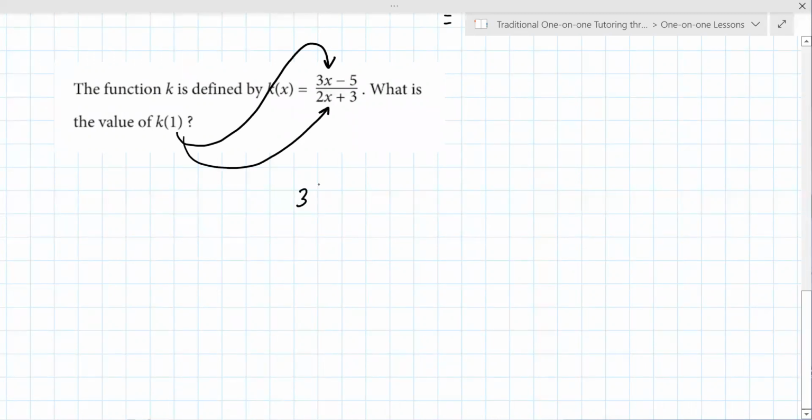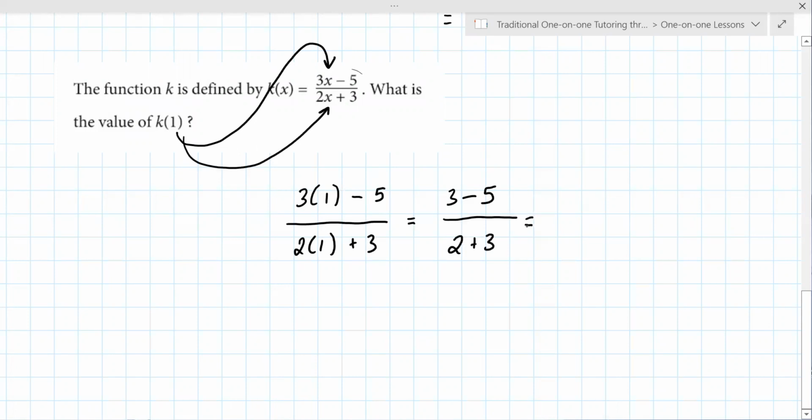Okay, so this is 3 parentheses 1 minus 5. That's the top. Do you see how I took 3x minus 5 and put 1 in for x? Great. And then you do the same thing on the bottom. Wherever you see an x, you're going to replace it with the value of 1. So it's 2 parentheses 1 plus 3. On the top, it becomes 3 minus 5. On the bottom, it's 2 plus 3.